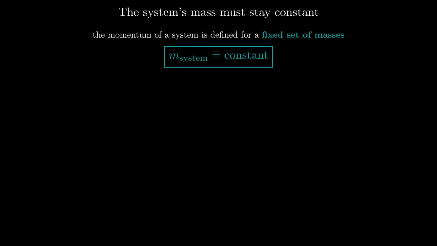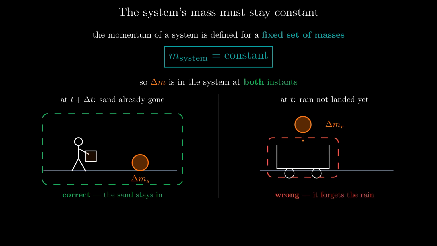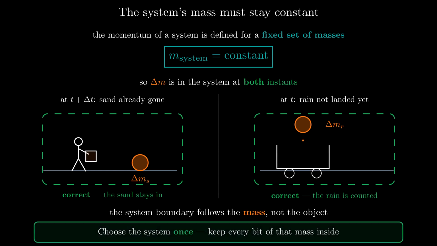When we defined the momentum of a system, we assumed the system's mass stays constant. So the transferred material belongs to the system at both times. At time t plus delta t, you cannot drop the sand that has already left the bag. It is still part of your system wherever it is. And at time t, you must include the rain that has not yet landed in the car. The system boundary follows the mass, not the object. Choose the system once and keep every bit of that mass inside it at both instants.